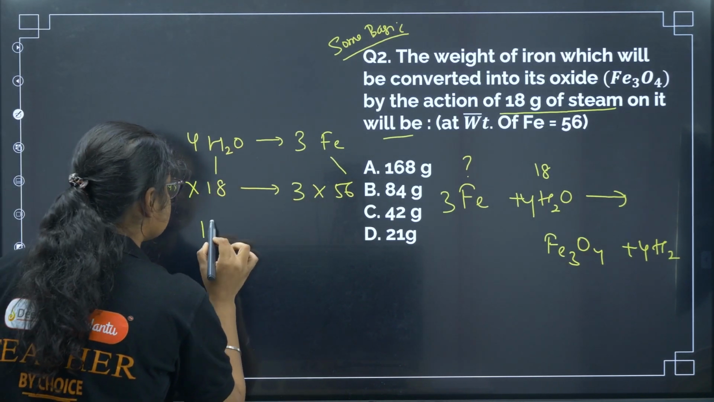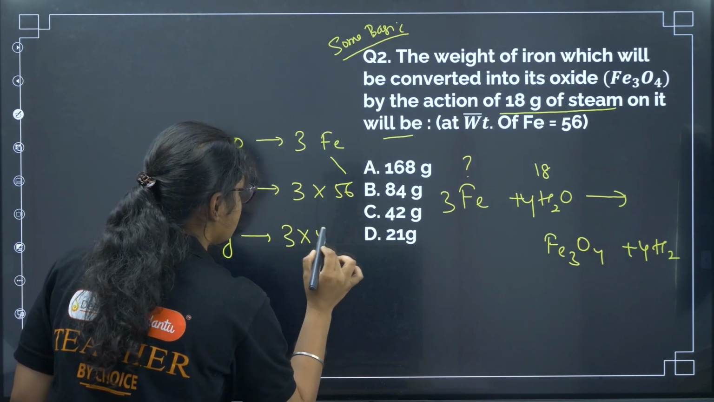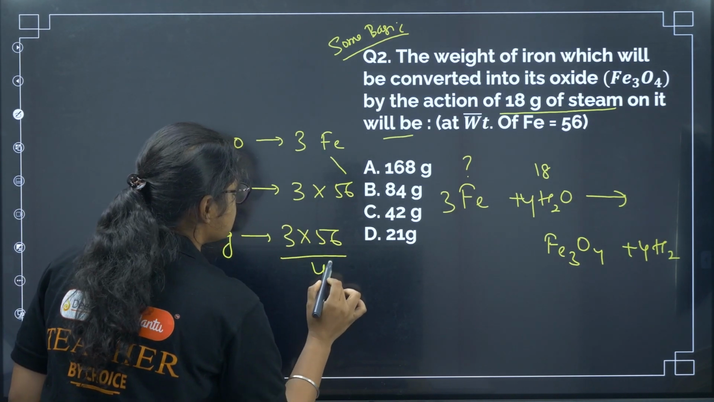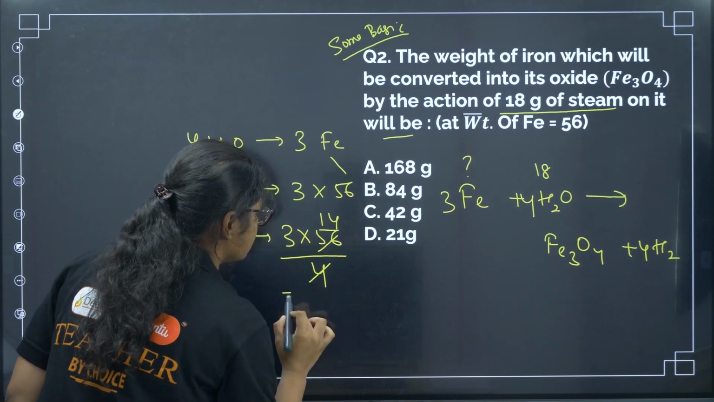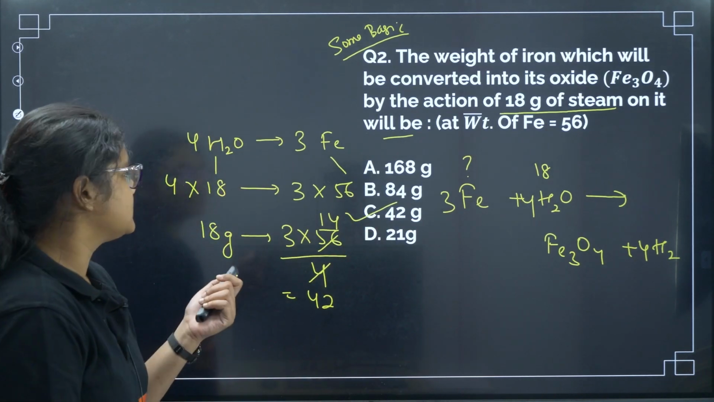Now the question is asked for 18 gram. So I can divide by 4 here, giving 3 into 56 by 4. So I'll get 3 into 14, that is equal to 42. So the correct answer for this question is option number C.